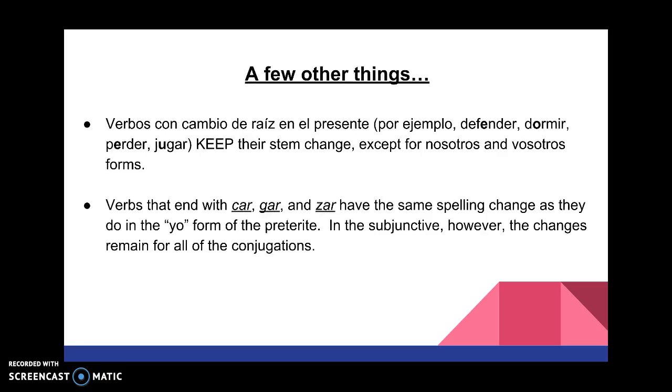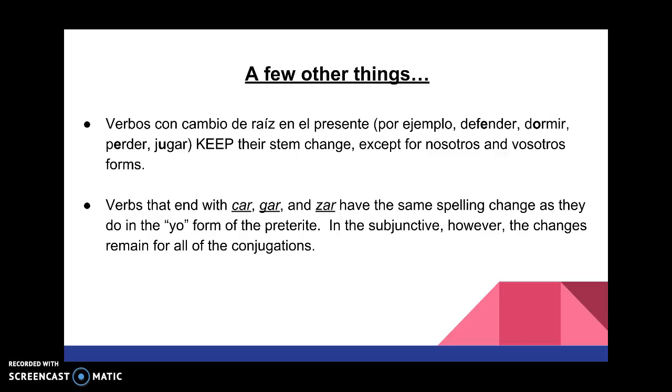A couple of other things you need to know. Stem changers in the present follow the same rules in the present subjunctive that they do in the present indicative, otherwise known as the regular present tense. So, por ejemplo, defender, which changes from e to ie, dormir, o to ue, perder, e to ie, and jugar, u to ue. They keep their stem change, just like they would in the present tense, except for the nosotros and vosotros form.